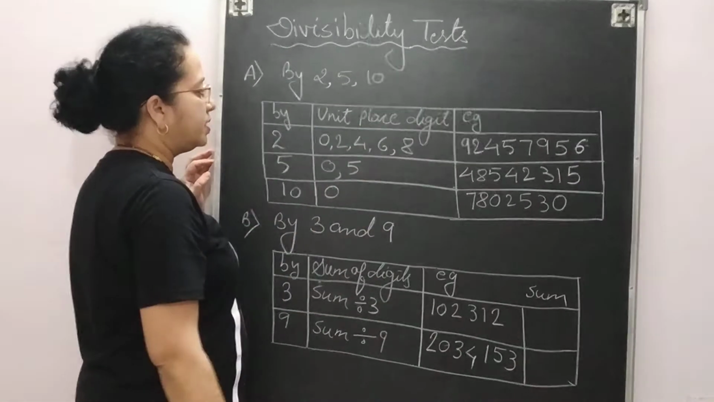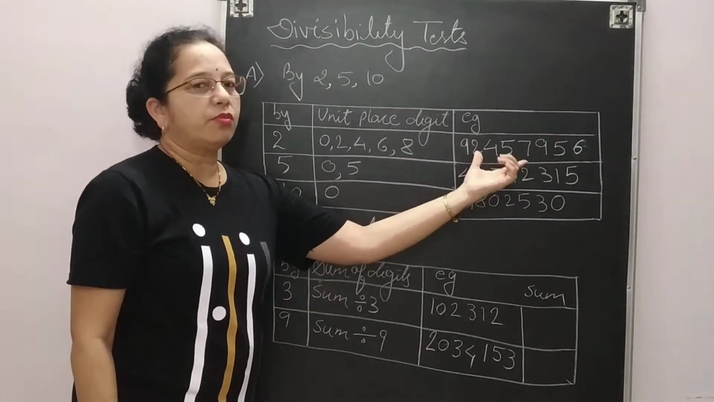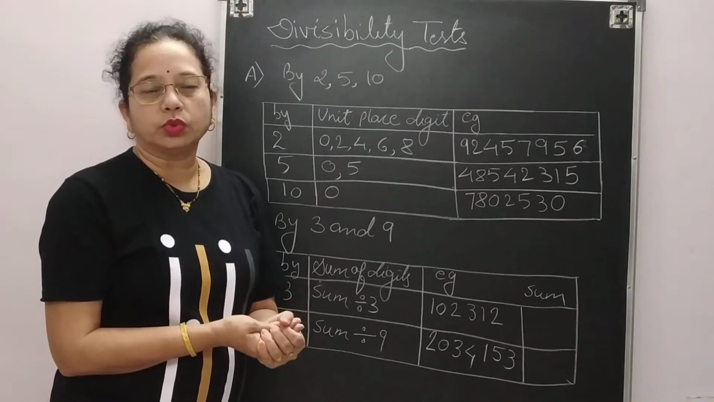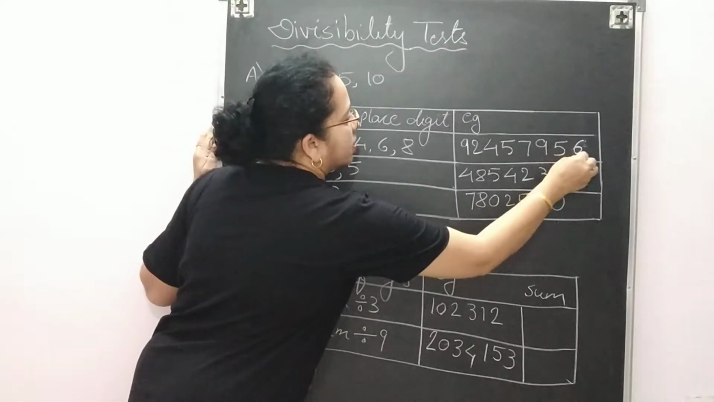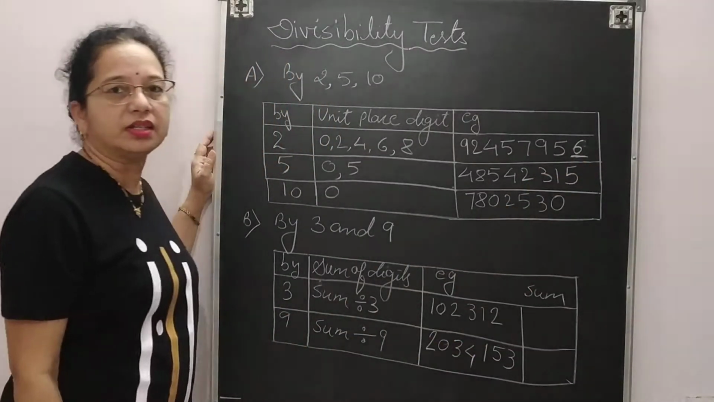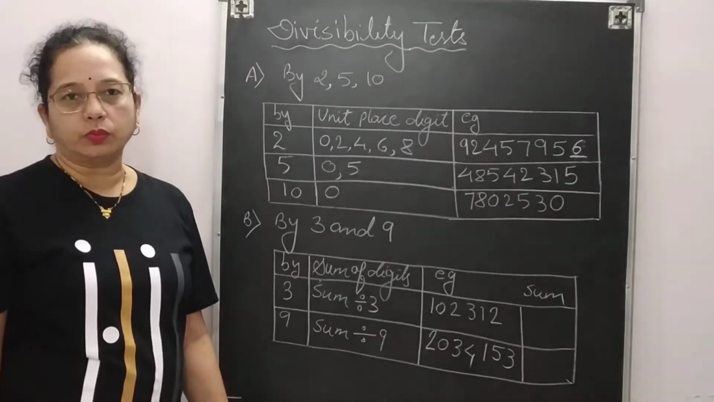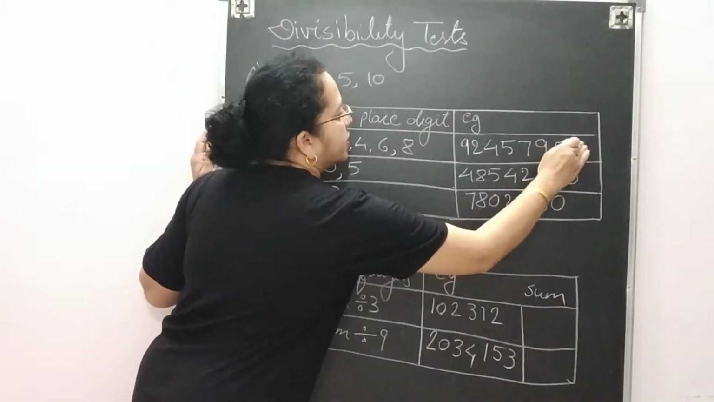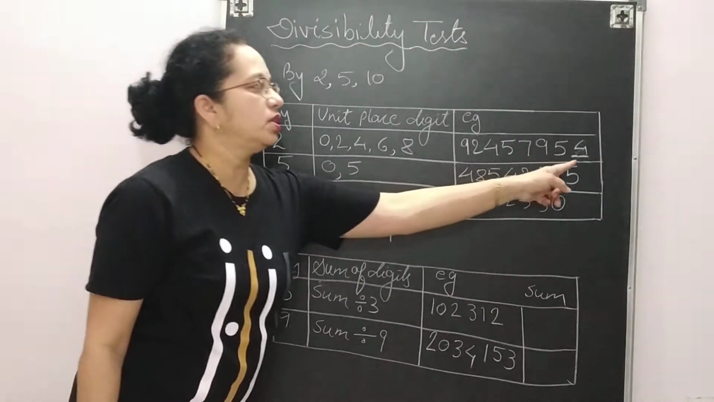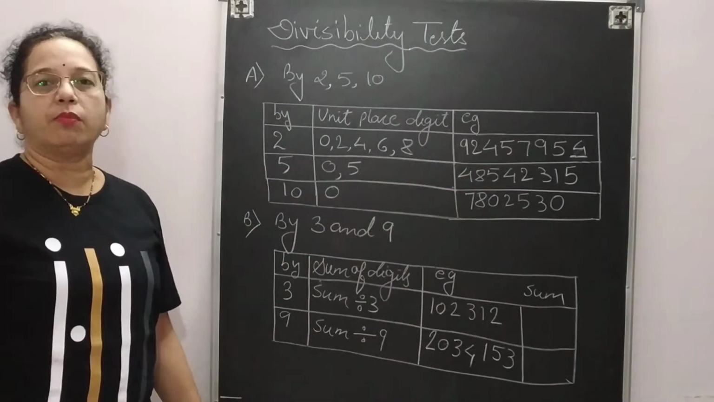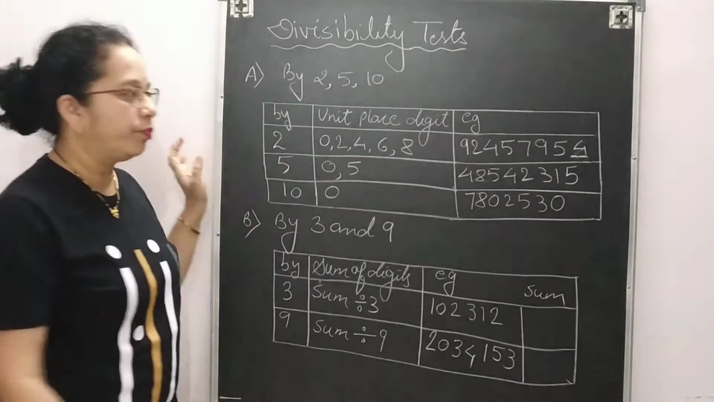Let us go for the example. It's a very big number. My question is, is the number divisible by 2? So what we will do? Divisibility test by 2, we check only unit place digit. So your unit place digit is 6. Therefore the given number is divisible by 2. Suppose I make change over here. Suppose this is 4. Since again the unit place digit is 4, the number is divisible by 2. No need to look at the other number, just the unit place digit.